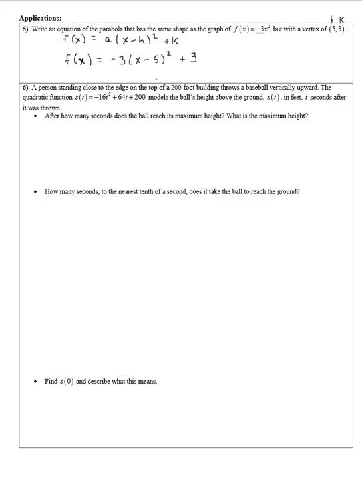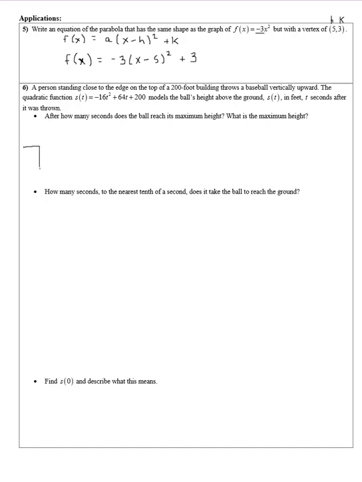Okay, let's look at number 6. A person standing close to the edge on the top of a 200-foot building throws a baseball vertically upward. The quadratic function s of t equals negative 16t squared plus 64t plus 200 models the ball's height above the ground, s of t in feet, t seconds after it was thrown. So the first part says, after how many seconds does the ball reach its maximum height? And what is that?